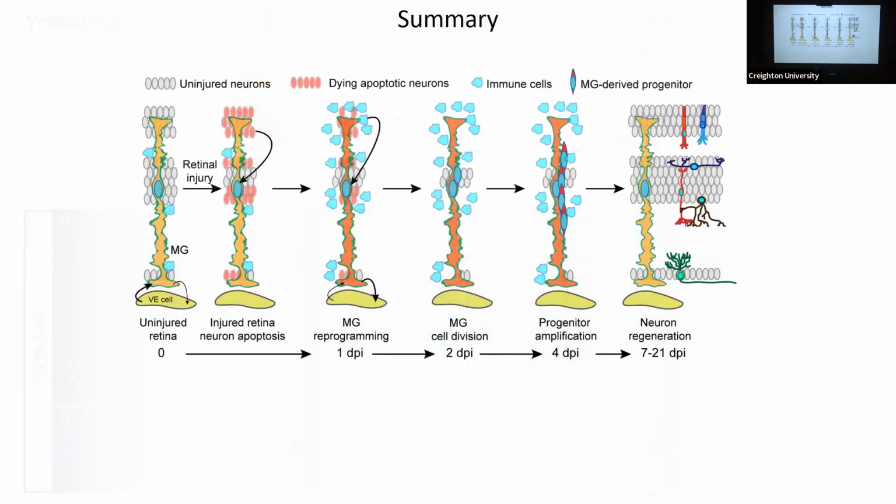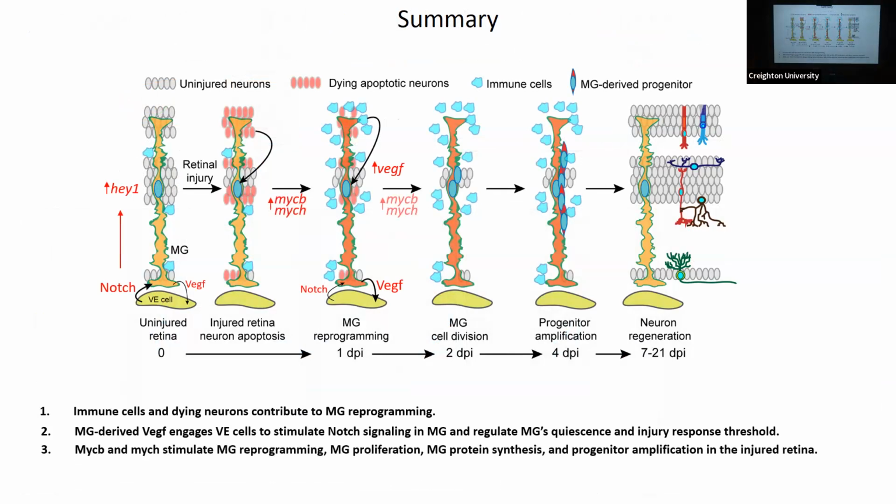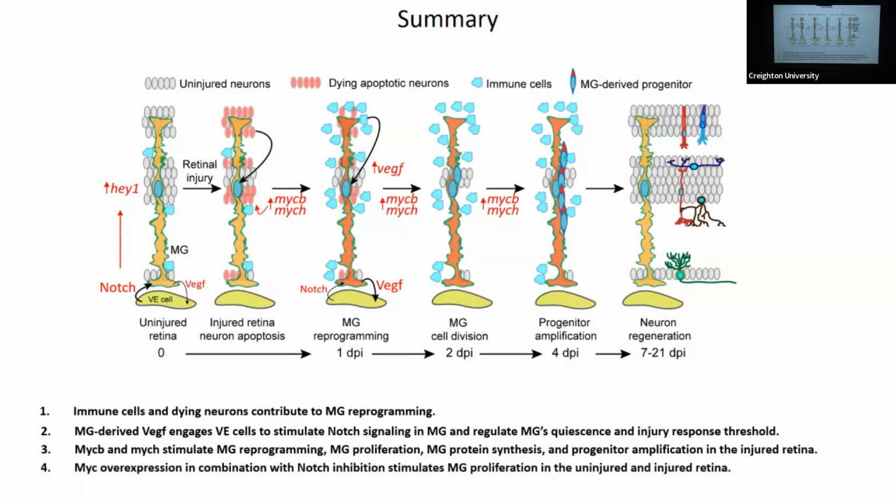So what I'm going to do is stop here and just summarize what I told you. I told you the immune cells and dying neurons contribute to Müller glial reprogramming. Müller glia-derived VEGF engages vascular endothelial cells to stimulate Notch signaling and regulates Müller glial quiescence and injury response threshold. MYC-B and MYC-H stimulate Müller glial reprogramming, proliferation, protein synthesis, and progenitor effects. MYC overexpression in combination with Notch inhibition stimulates proliferation in the injured and uninjured retina.